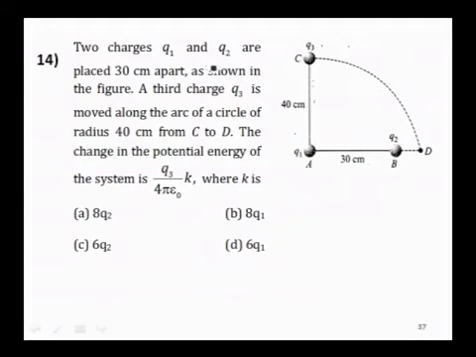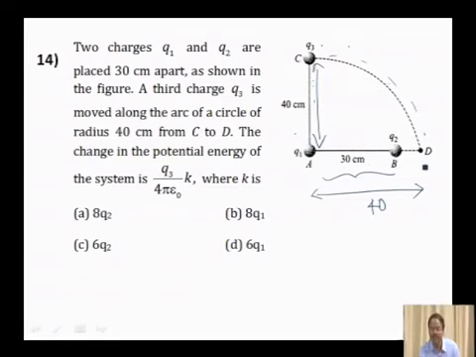Two charges Q1 and Q2 are placed 30 centimeter apart as shown in the figure. That is the first part. A third charge Q3 is moved along the arc of a circle of radius 40 centimeter. So this is a circular part and therefore this distance is 40, similar to this distance, because this is an arc of a circle from C to D.